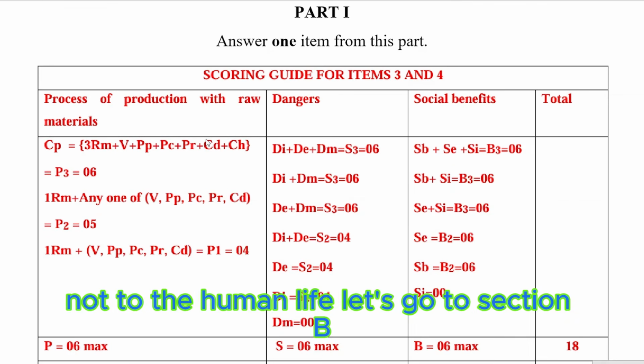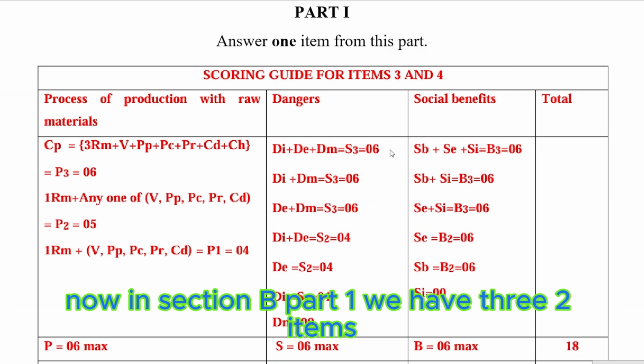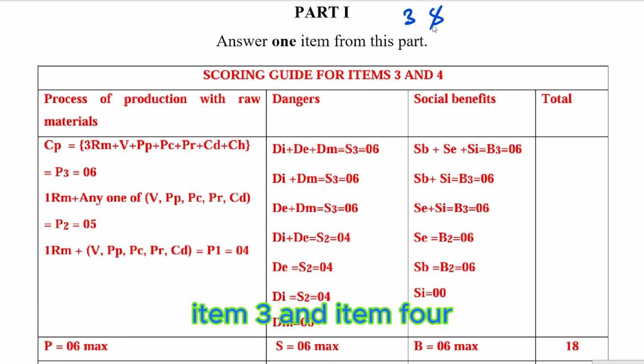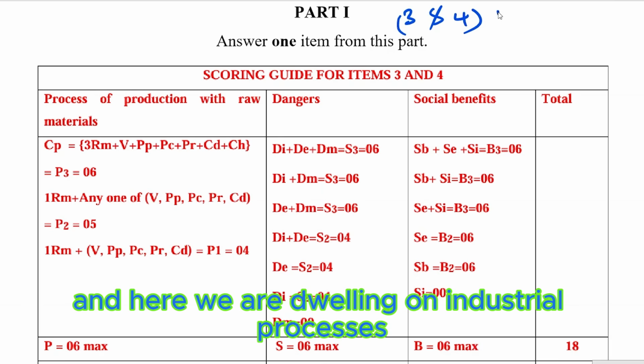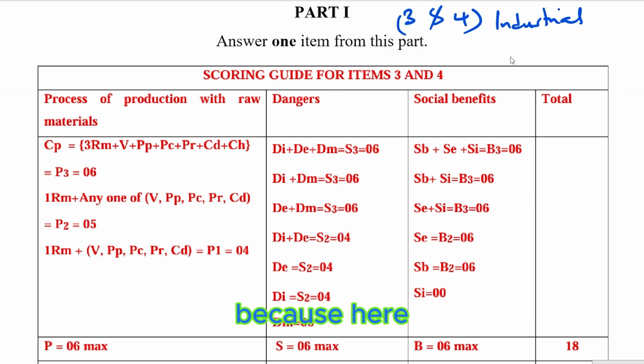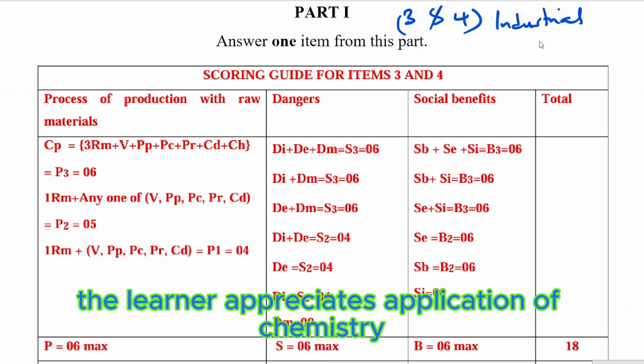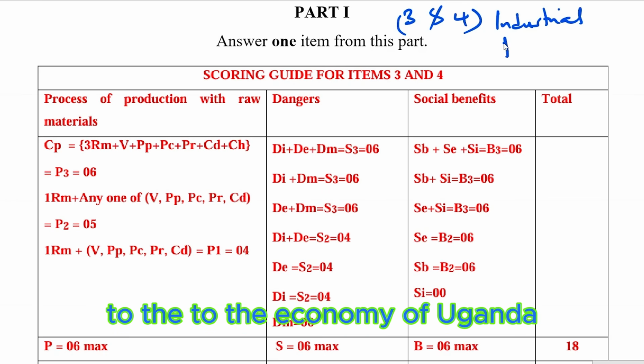Let's go to section B. Now in section B, part 1, we have 2 items, item 3 and item 4. And here we are dwelling on industrial processes, because here the learner appreciates the application of chemistry to the economy of Uganda.